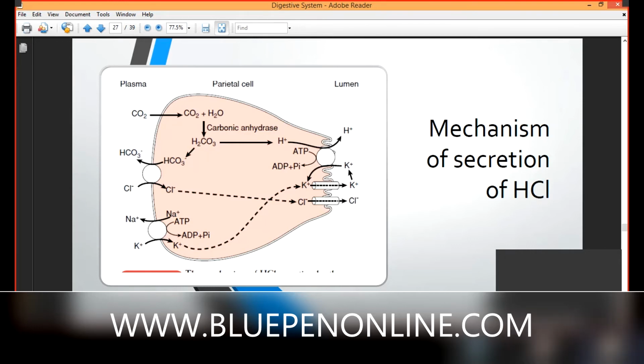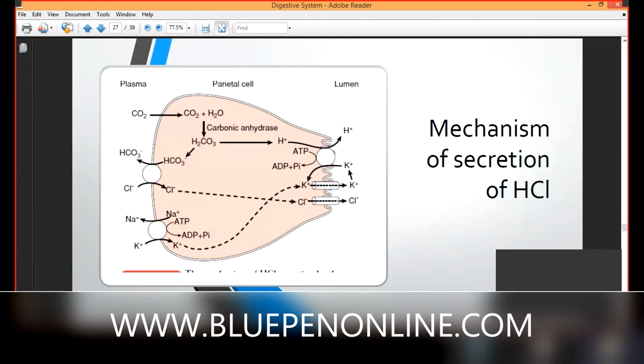This sodium ion diffuses out to the plasma. Then this sodium ion combines with bicarbonate ion to form NaHCO3, sodium bicarbonate, formed in the extracellular fluid. Sodium, ma'am, that's not there on the slide. No, that's not in the slide. Only you have to study this mechanism of secretion of HCl only. This is extra.